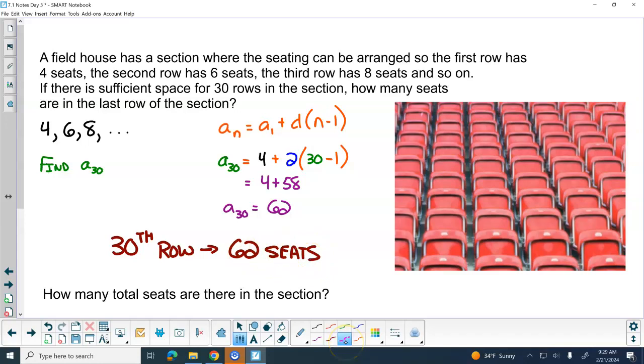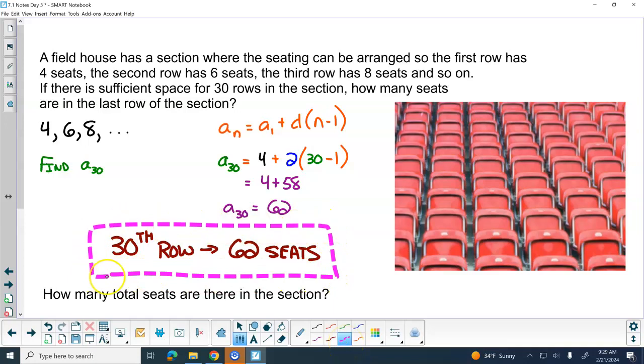Now, notice how I wrote my answer. I didn't just give 62 as my answer, right? Word problems always have labels, which means your answers need to have some meaning behind them. No naked numbers. Okay?